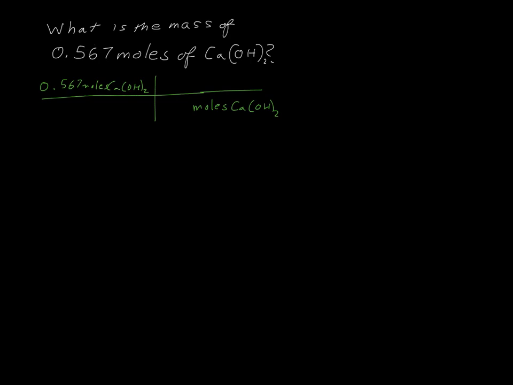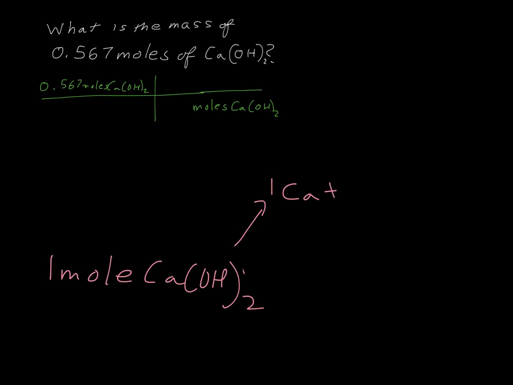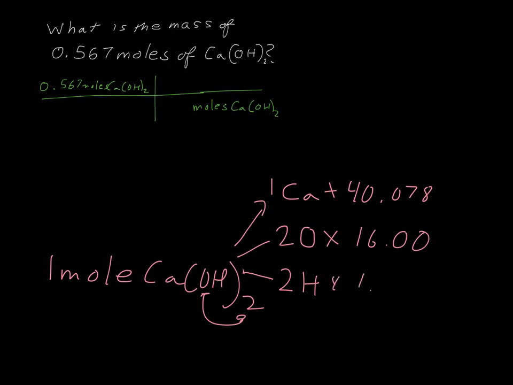Wrong relationship there. We go to the periodic chart, and we can calculate the mass of 1 mole of calcium hydroxide. One mole of calcium hydroxide contains 1 mole of calcium, and according to the periodic table, 1 mole of calcium has a mass of 40.078 grams, and 1 mole of calcium hydroxide has 2 moles of oxygen. Where does that 2 come from? That 2 is outside the parentheses, so I have 2 moles of oxygen and 2 moles of hydrogen. Each mole of oxygen has a mass of 16.00 grams, and each mole of hydrogen has a mass of 1.008 grams. I got those all from the periodic table.